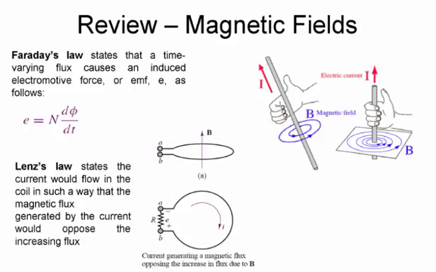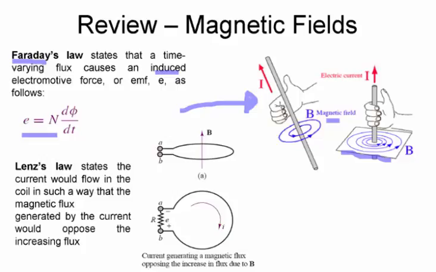Now just a bit of a review of how it operates inside the motor. Firstly, it uses Faraday's law, which states that a time-varying flux will cause an induced electromotive force, or EMF, according to this formula. So in the picture on the right-hand side, if you have a current flowing in a conductor, there will be a magnetic field. And you can create a path for that magnetic field with some magnetic material.